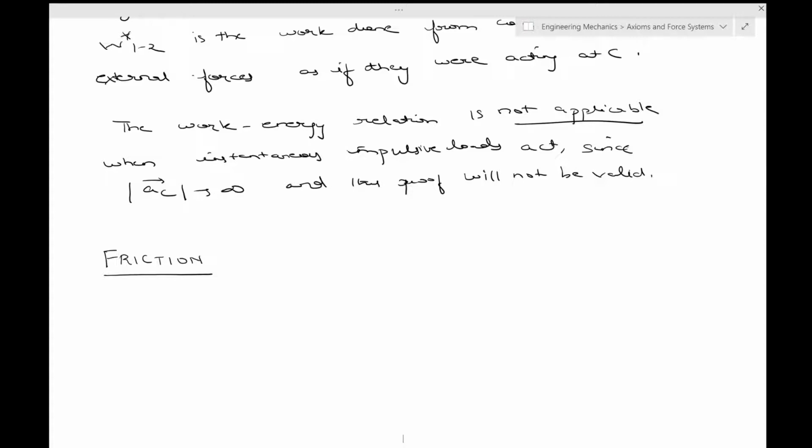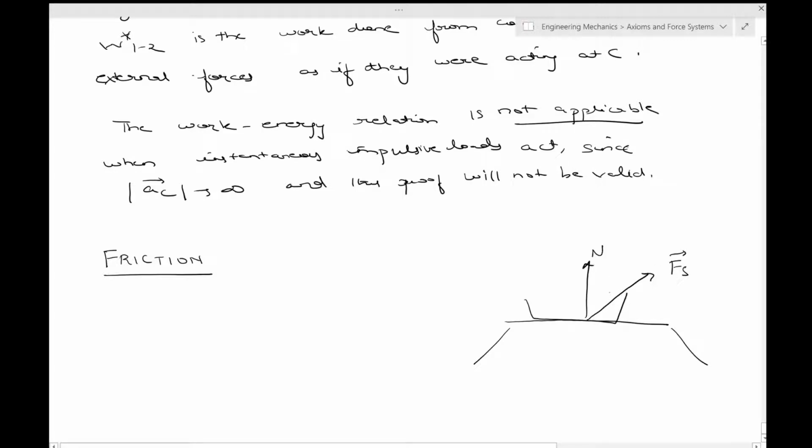So you are already aware that if you have two surfaces in contact, then there is a surface force. Say this is a surface force, and it has two components. One is normal, the other is friction. So you are already aware of this, and this friction is what we want to learn about over here. Friction, normal.